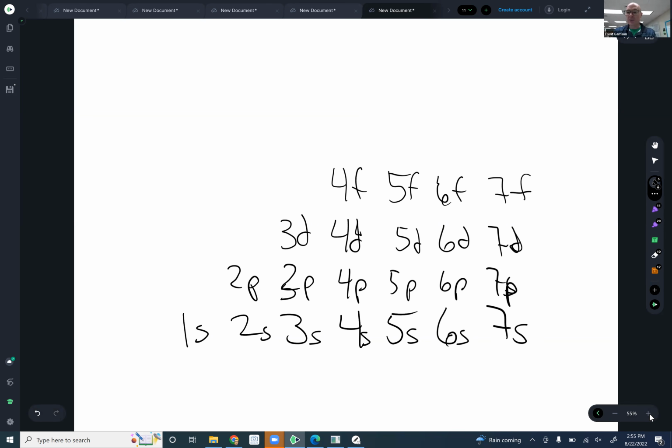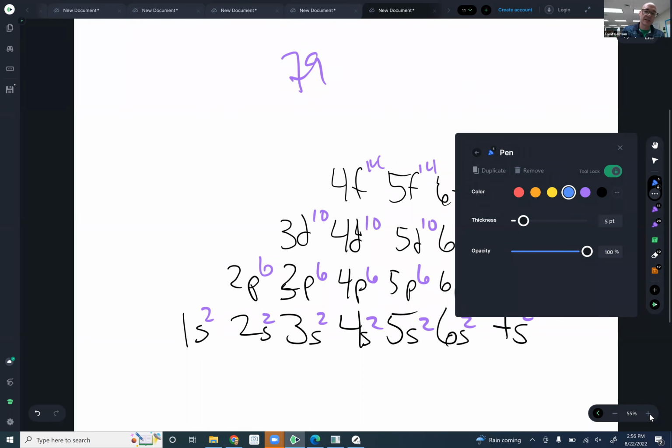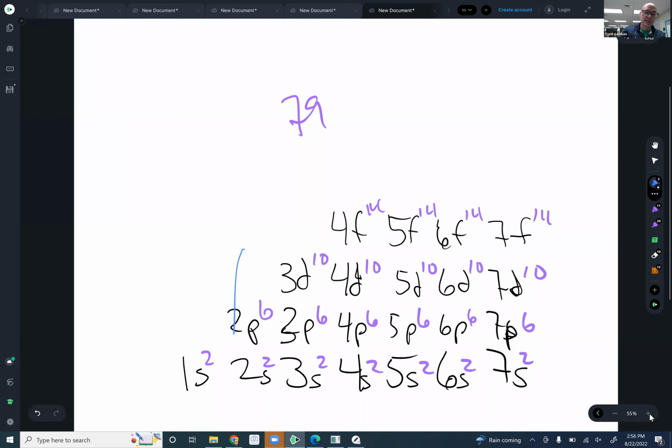All right, now gold is element number 79. I know the maximum number of electrons in the S's is 2. The maximum on the P's is 6. The maximum on the D's is 10. The maximum on the F's is 14. So what I'm going to do now is start writing my electron configuration based on this.